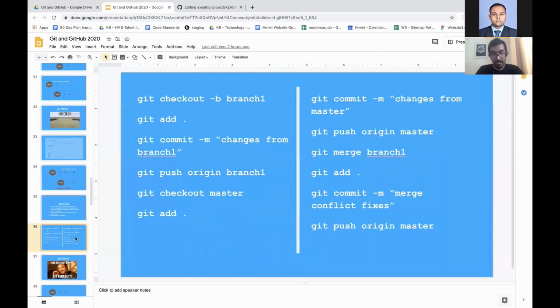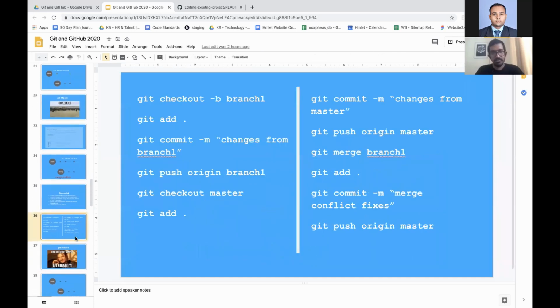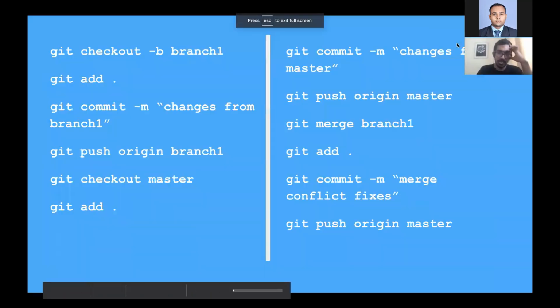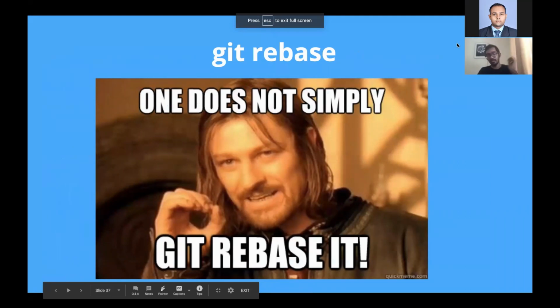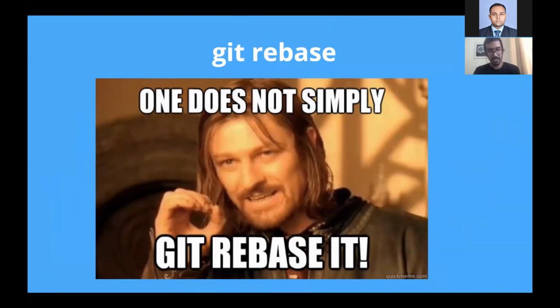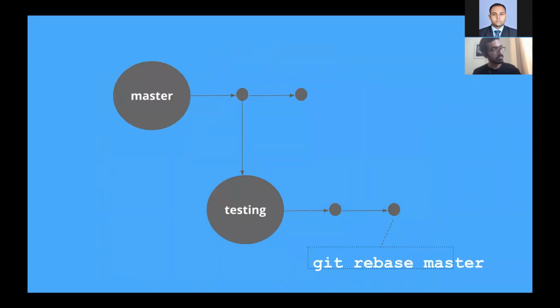These are the commands that you need to run to make a conflict and resolve the conflict. And the next thing is git rebasing. I will show you why we need git rebasing in the next demonstration. Okay, rebasing.